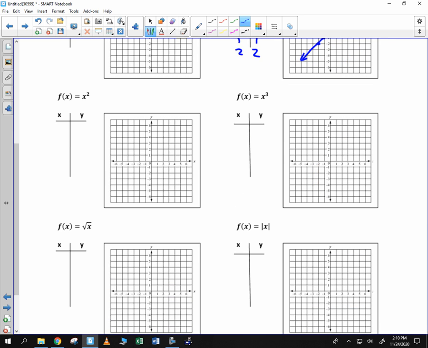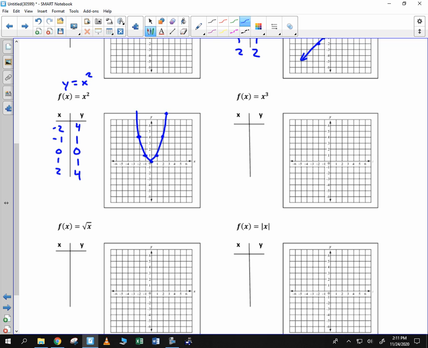What happens when you have x to the second power? Let's look at negative 2, negative 1, 0, 1, and 2. And this is y is equal to x squared, or f of x is x squared. If you plug in negative 2 for x, you square it, you get 4 for y. Plug in negative 1 for x, you square it, you get 1 for y. Plug in 0 and square it, you get 0. Plug in 1, you get 1, 2, you get 4. Notice how all these values are positive. Negative 2, positive 4. Negative 1, positive 1. 0, 0. 1, 1. And 2, 4.